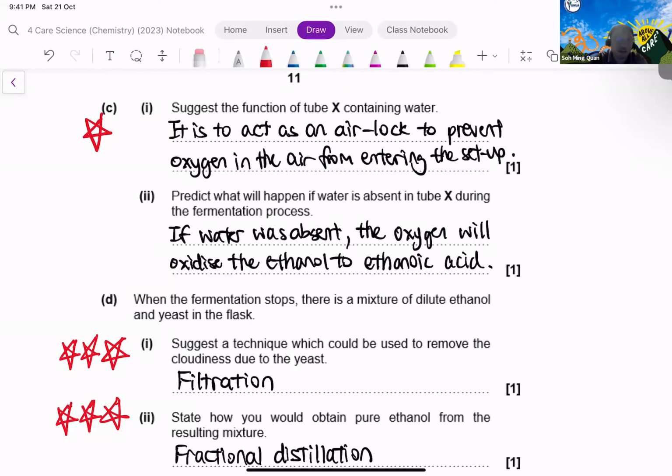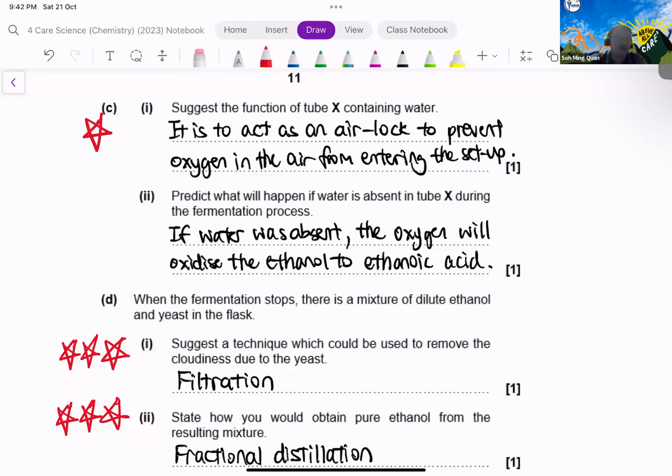Okay. Think about D part 2. How would you obtain pure ethanol? The answer is fractional distillation. So fractional distillation is how we will obtain pure ethanol or concentrate the ethanol from the mixture. In organic chemistry, when you're asked to purify something, it's usually fractional distillation.